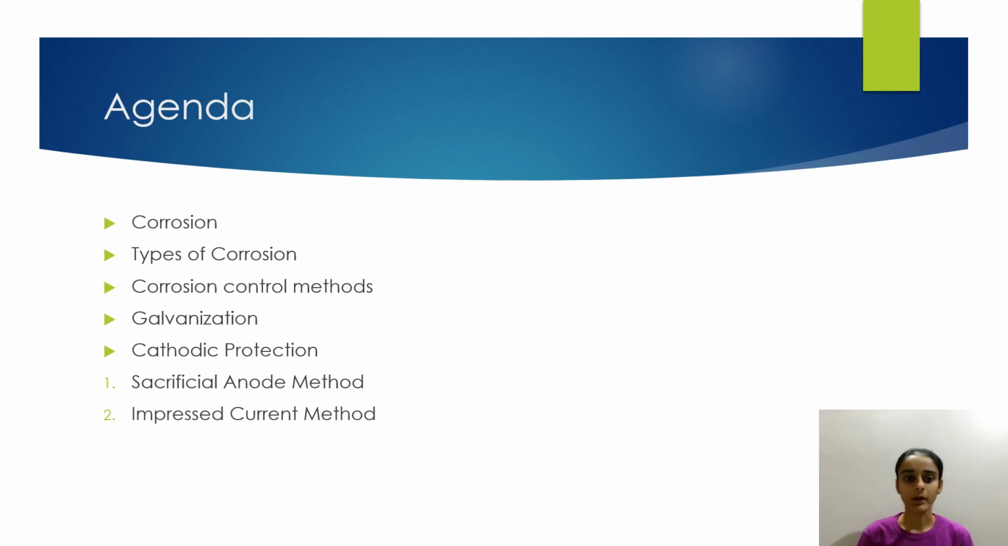Today's video is about corrosion, types of corrosion, corrosion control methods, galvanization, cathodic protection, sacrificial anode method, and impressed current method.